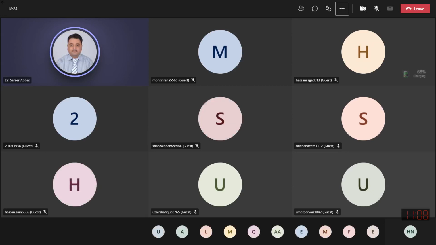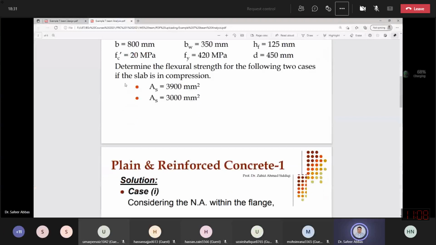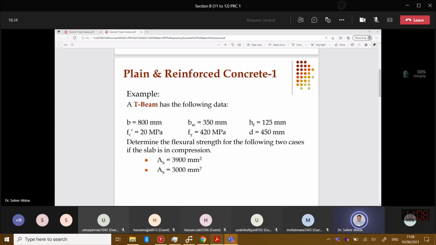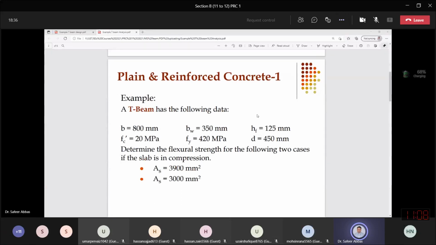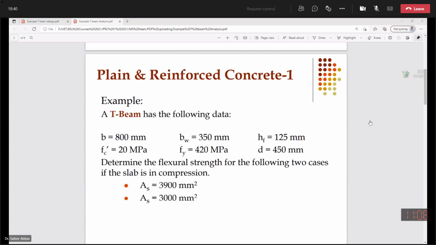So I would say kindly go through that example in the PDF form again, and let me know if you have any questions.